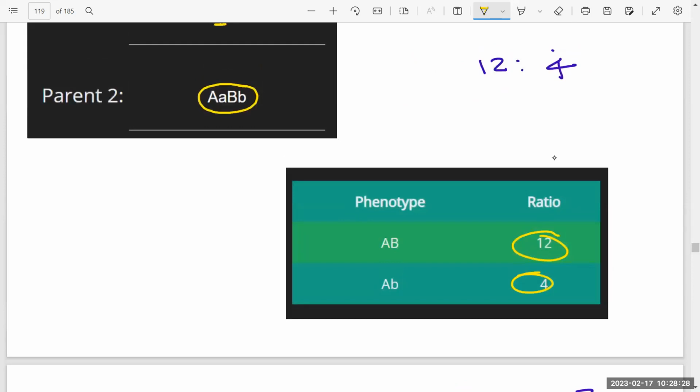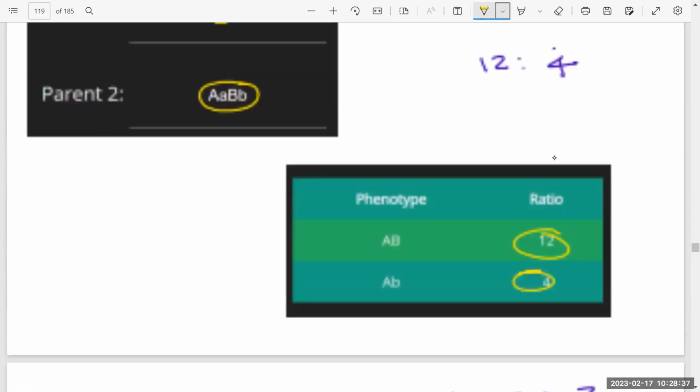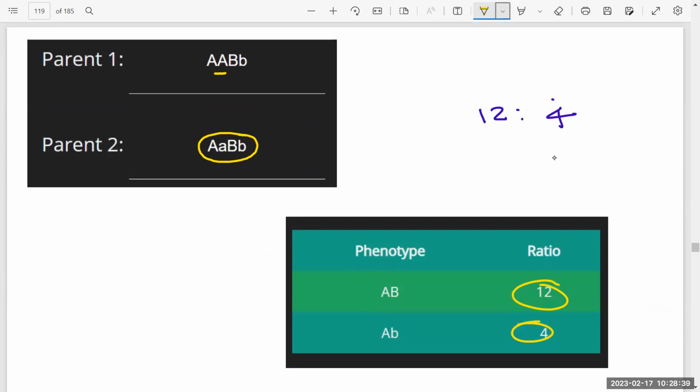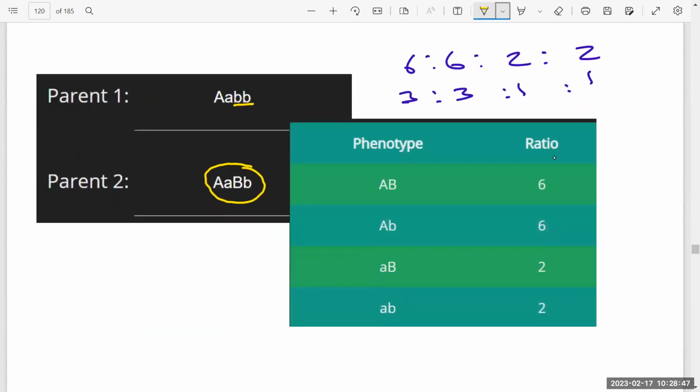So these are the two combinations we should remember. 12:4: in that case, we change the other parent to homozygous dominant. And when the other one changes to homozygous recessive, then a 6:6:2:1 ratio comes. Probably it's easy if you know these things. If a similar question is asked with different ratios, we can quickly figure out the answer, so we can save time.